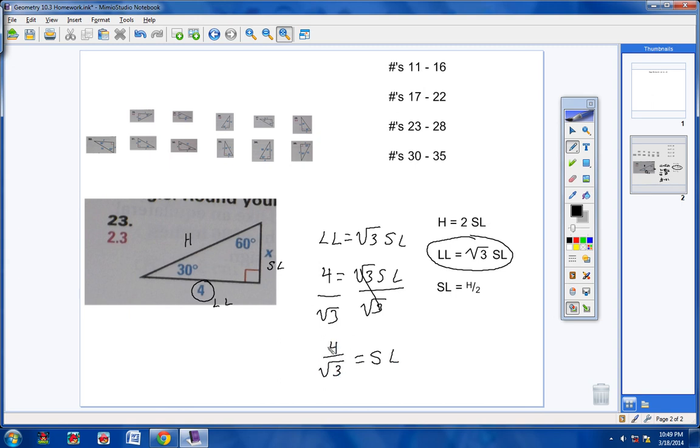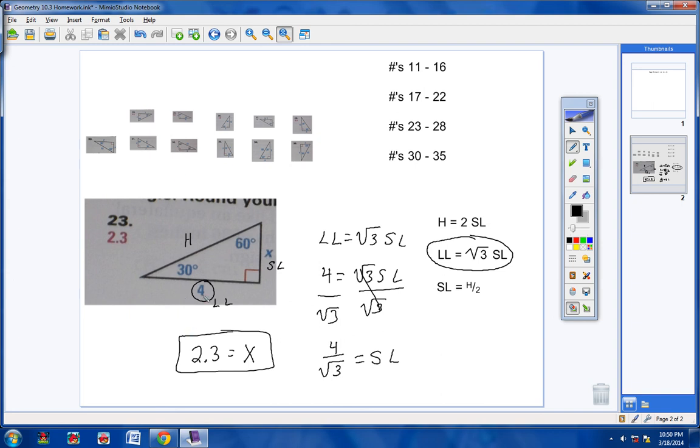Now the directions said to type that into your calculator. This is a good chance for you to get used to doing that. If you type into your calculator correctly 4 divided by square root of 3, you're going to get 2.309401077, and of course that rounds correctly to 2.3. That would equal X, which is your shorter leg. Okay? All right, let's continue on.